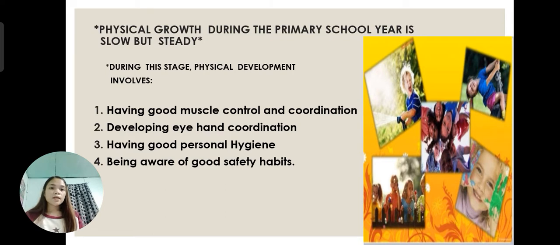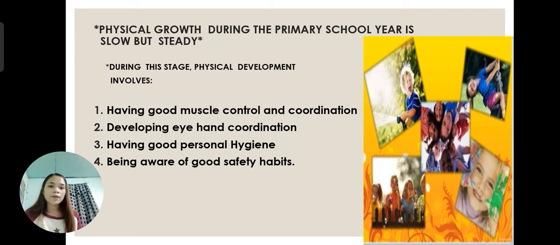So next, physical growth during the primary school years is slow but steady. And during this stage, physical development involves, number one, having good muscle control and coordination. Number two, developing eye-hand coordination, and having good personal hygiene, and also being aware of good safety habits.